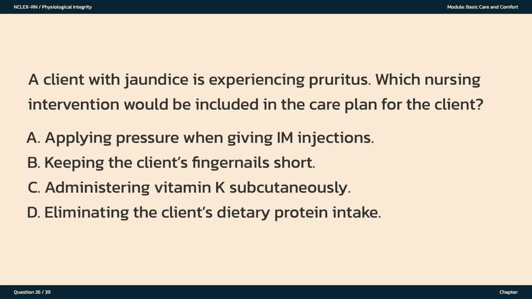A client with jaundice is experiencing pruritus. Which nursing intervention would be included in the care plan for the client? A. Applying pressure when giving him injections. B. Keeping the client's fingernails short. C. Administering vitamin K subcutaneously. D. Eliminating the client's dietary protein intake.